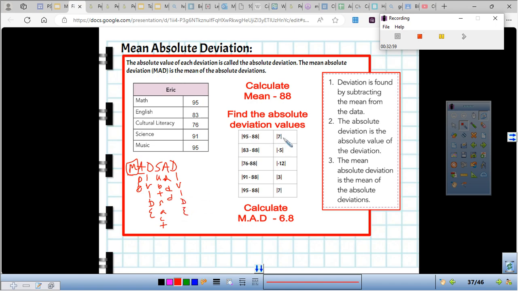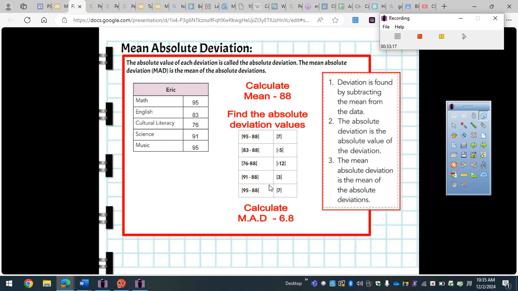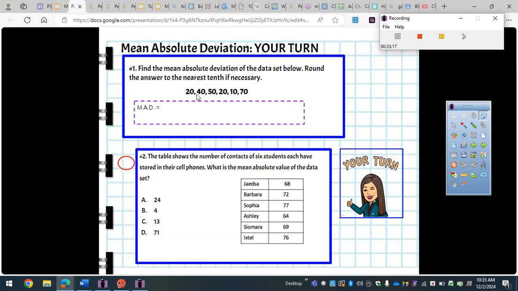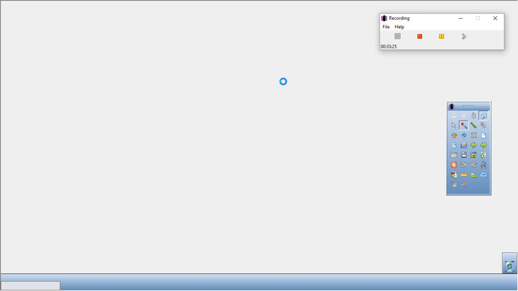Always take the bigger one and subtract the smaller one from the bigger one, and that's it. You always get a positive number. Add these all up, and then you get a number, and then divide by how many numbers you added up, and there it is. Practice real quick. Mean absolute deviation of 20, 40, 50, 20. So I guess we can do this.